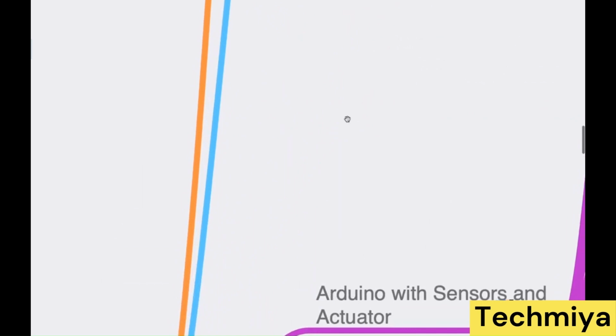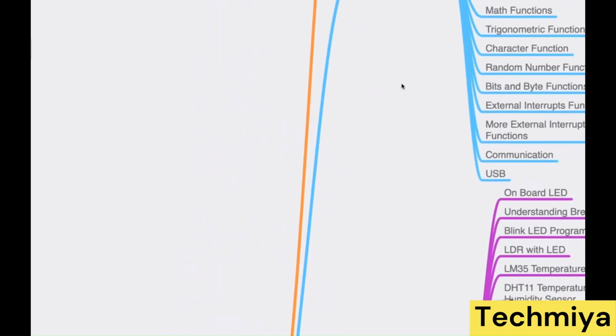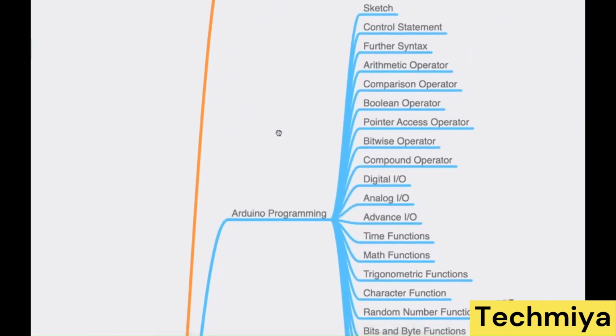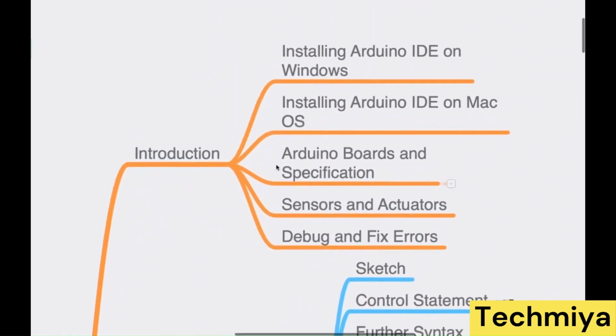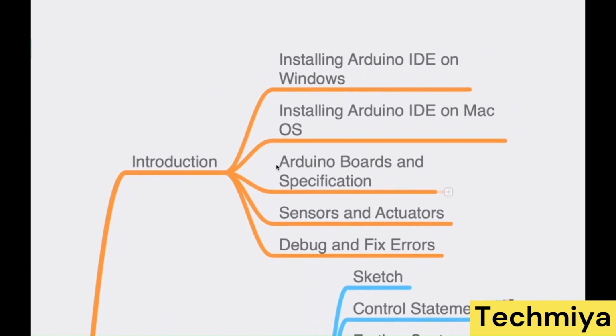First, your Arduino and IoT course is divided into parts, starting with the basics introduction. In the introduction, we'll learn how to install Arduino IDE on Windows, then installing Arduino IDE on Mac OS, then the Arduino board's specification, and then sensors, what actuators are, and how to debug and fix errors in upcoming videos.